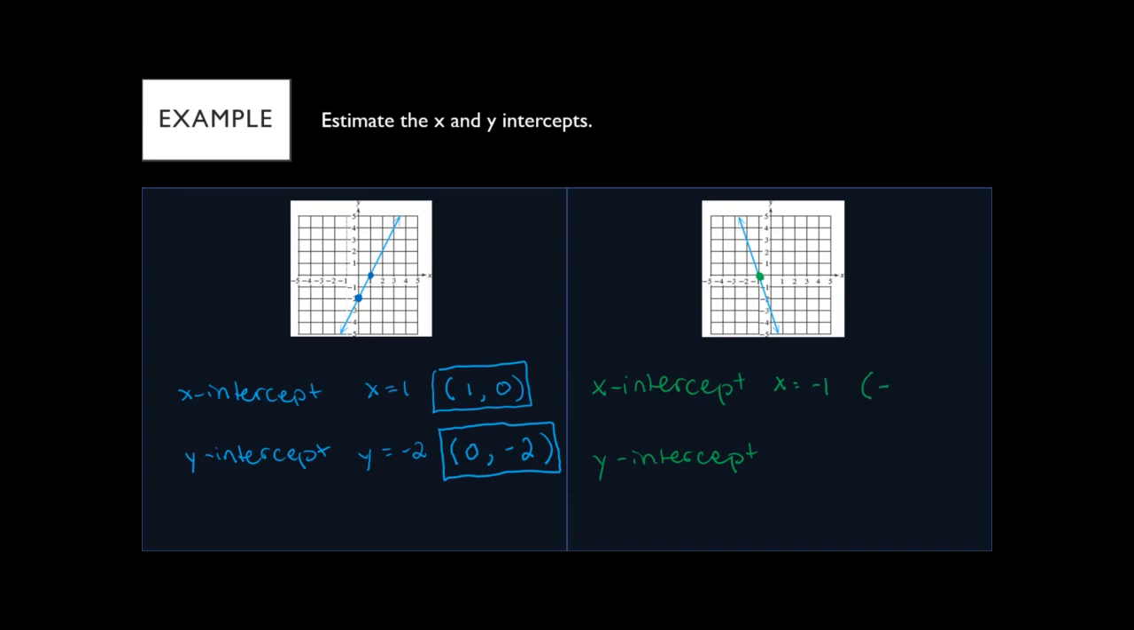So our ordered pair is (-1, 0), because we're in the middle of the y line, so we're at 0 on y. Then the y-intercept is right here, which is at -3. So y is at -3, and x is 0. So our x-intercept is (-1, 0). The y-intercept is (0, -3). Are there any questions on either of these two examples?